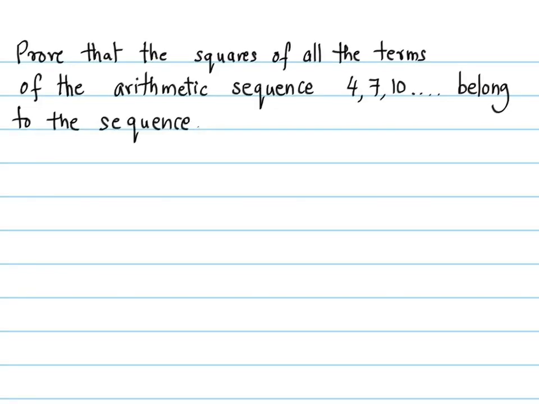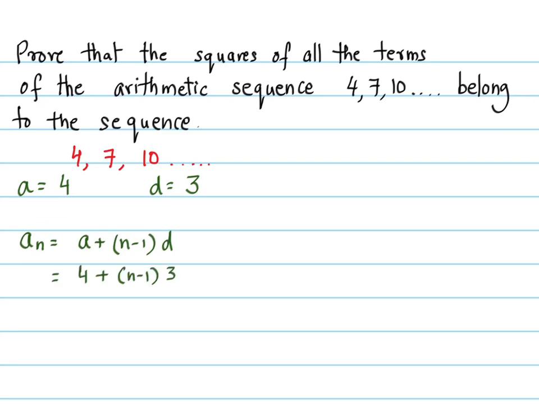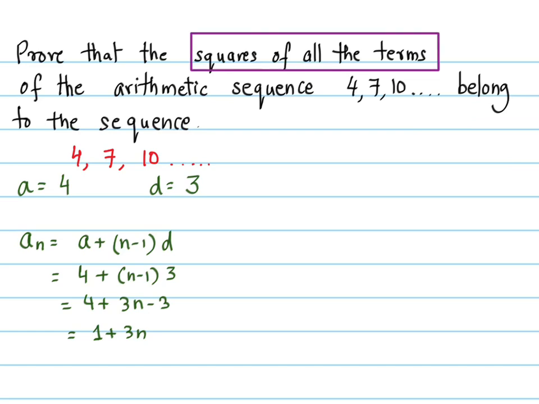Now in this problem it says prove that the squares of all terms of the arithmetic sequence 4, 7, 10 belong to the sequence. So our sequence is 4, 7, 10. The first term is 4, the difference is 7 minus 4, that is 3. That's our formula. We substitute the numbers into the formula and then we simplify. So we get 1 plus 3n as the formula for the nth term.